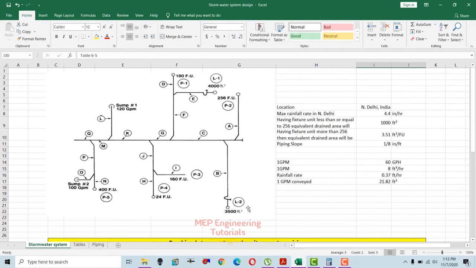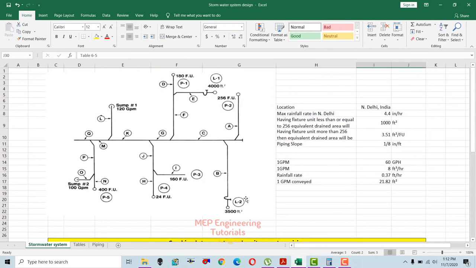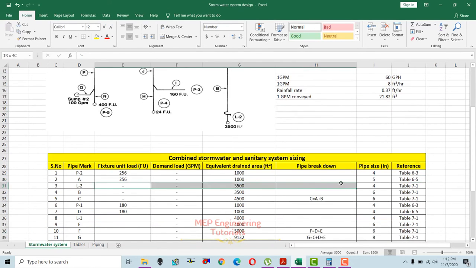Now we'll go to this stormwater pipe having a drained area of 3500 square feet. The surface drained area is 3500 square feet, and then we have a trap here. As I mentioned about the trap, this is a leader pipe, this is a trap, and this is a horizontal pipe. First we'll talk about the leader L2 before the trap. This is the leader L2 having 3500 square feet, as you can see here.